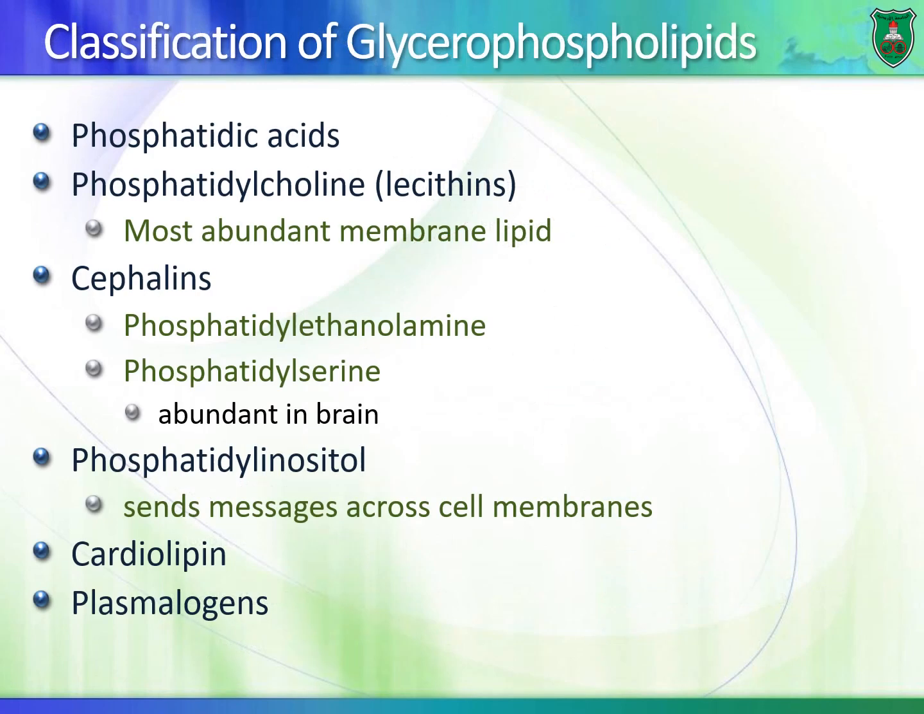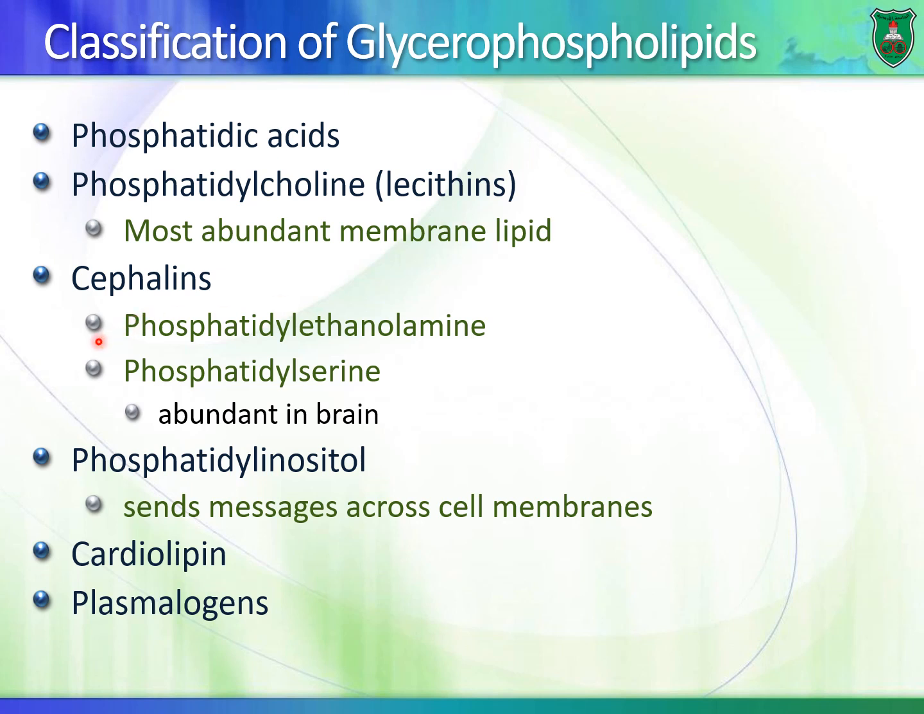So we have different types. We have phosphatidic acids. These are the basic or simplest glycerophospholipids. We have phosphatidylcholine. These are known as lecithins, and they are the most abundant membrane lipid. Okay. Now, if you grab something like an ice cream and you look at it, you will find that it contains lecithins. So it is used in food production.